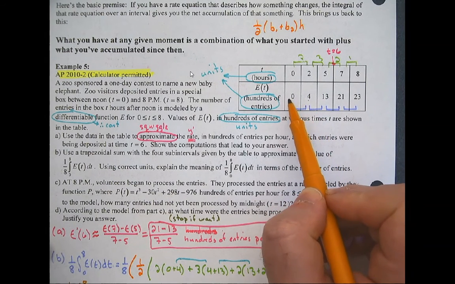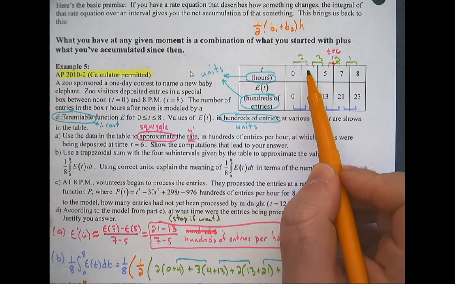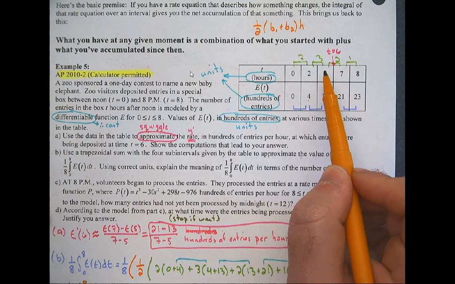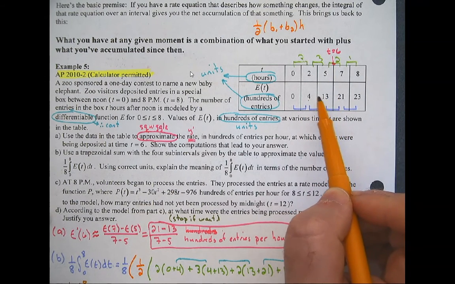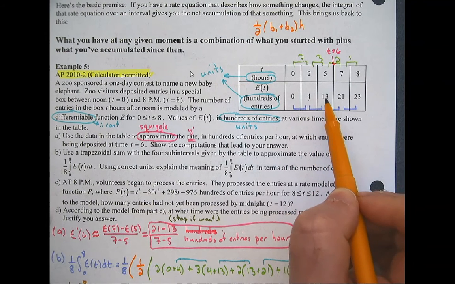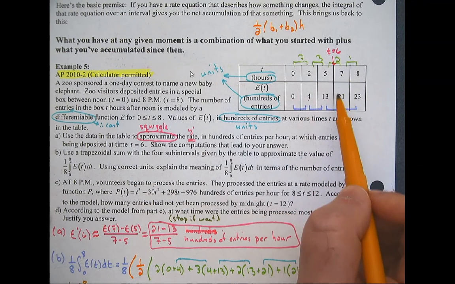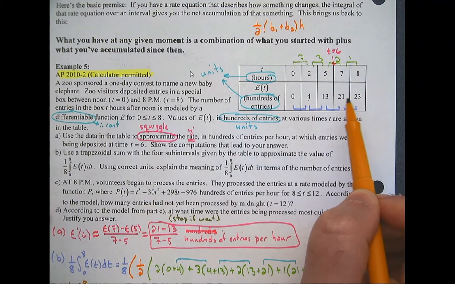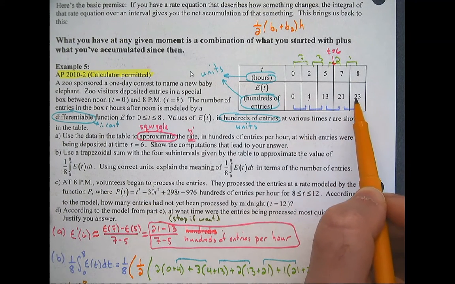Why does it make sense that there were no entries at time 0? They just put the box out front, right? So 2 hours in, only 4 people had dropped off their entries. But after 5 hours, 400 people had. 1,300 people have. At time 8, 2,300 people have done it. So at the end, there were 2,300 entries.